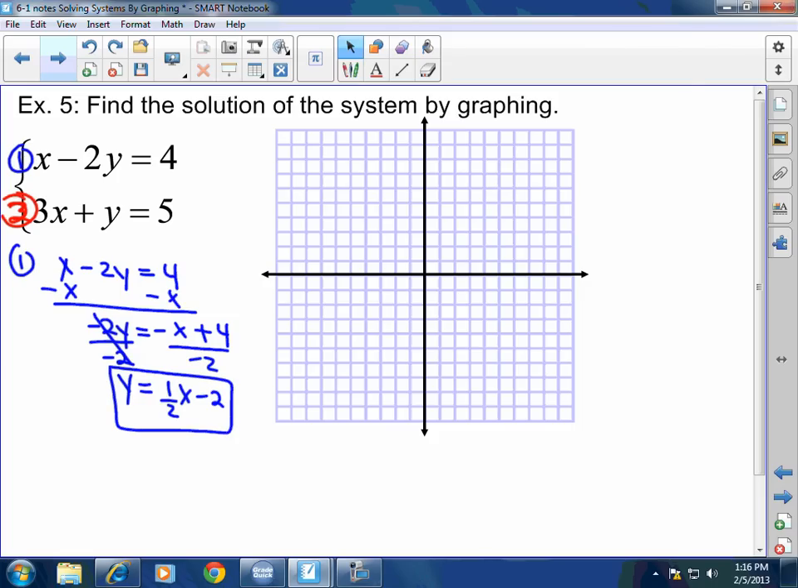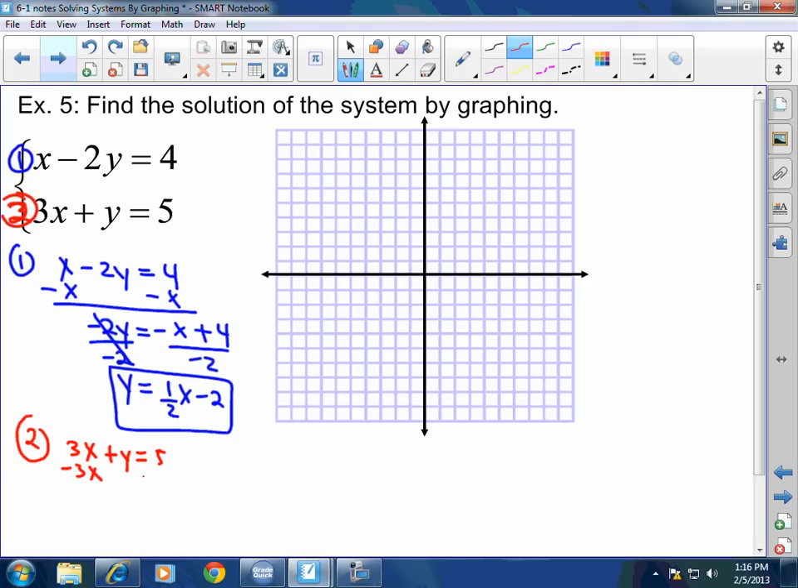Now, let's solve equation 2. Very good. You subtract 3x from both sides because I want to solve for y. And exactly right, that's it.